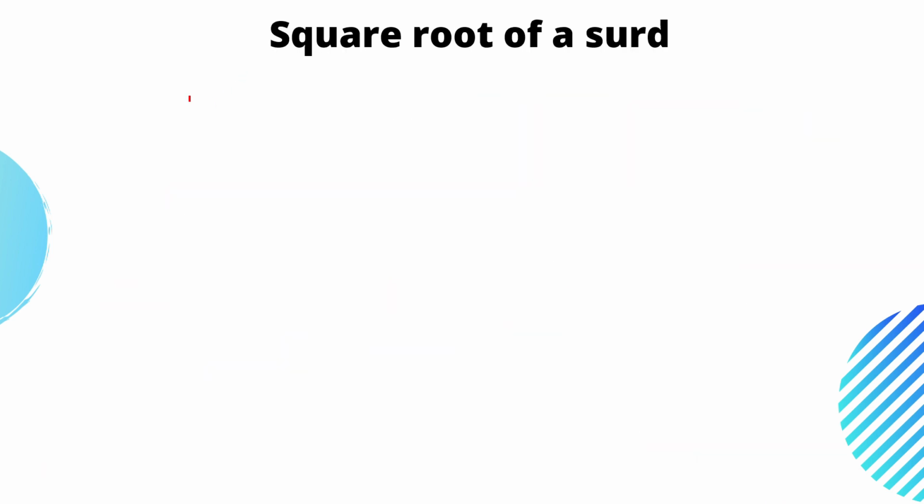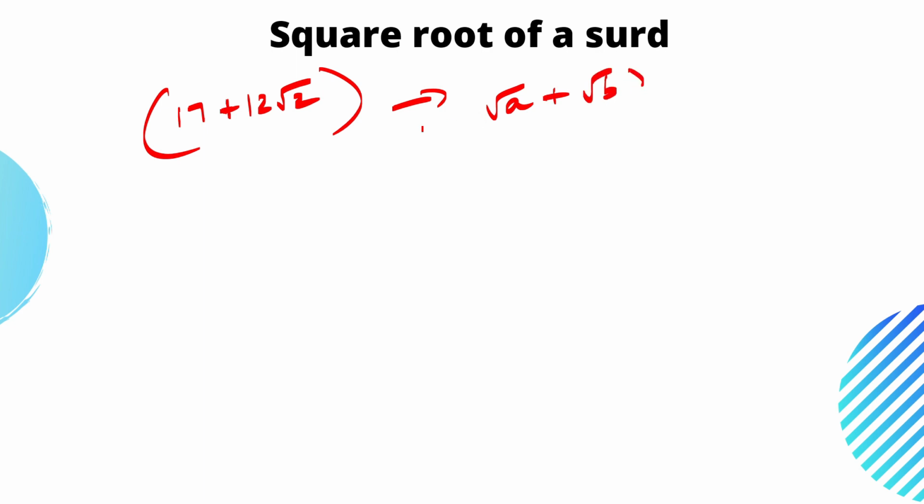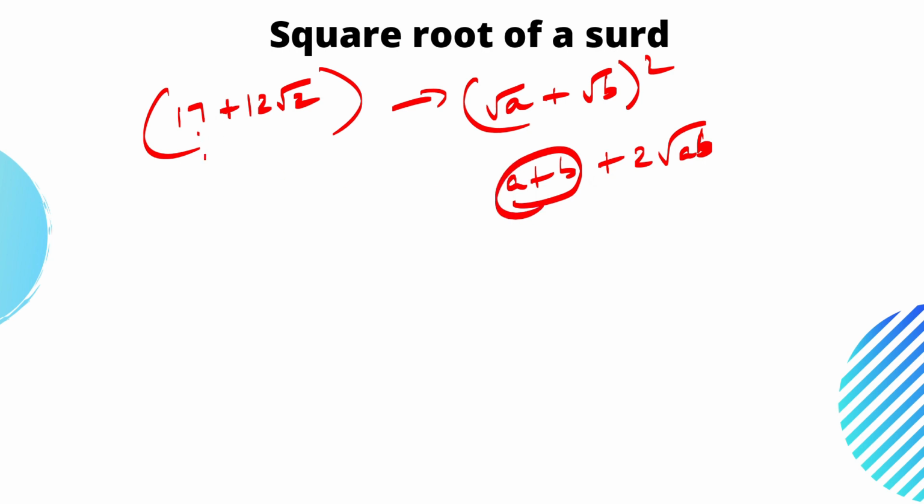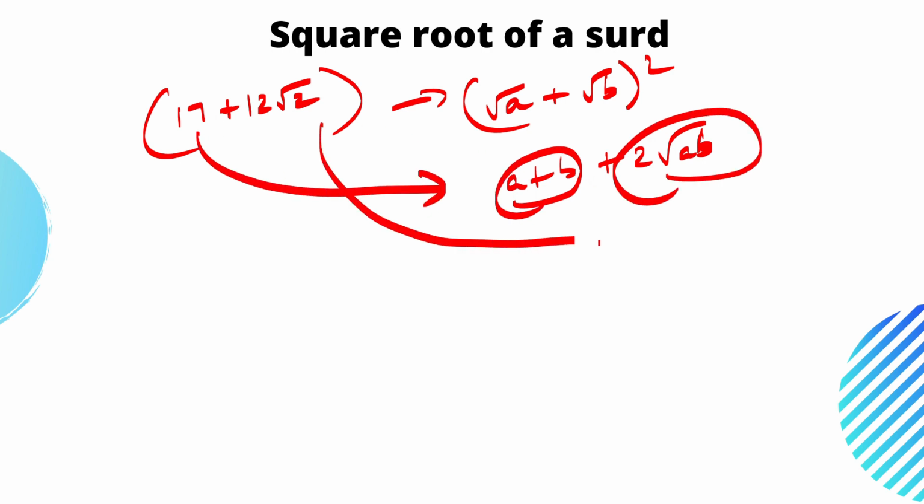So, square root of a surd. If I say find the square root of 17 plus 12 root 2, what do we do? Just square it. So if we replace this with root a plus root b, where root a is 17 and root b is 12 root 2, and we square this, what do we get? We get a plus b plus 2 root ab. Simplify this, and ultimately a plus b is equal to 17, 2 root ab is equal to 12 root 2.